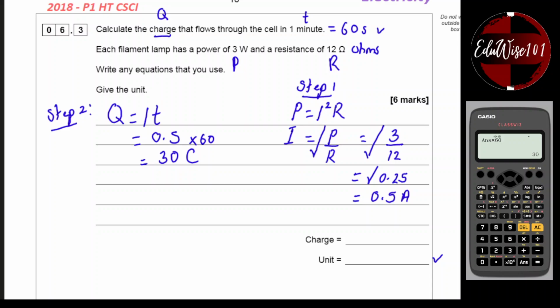So that's 30 coulombs. Now remember, this is probably going to be the final mistake if you did make it, because it took me a while to figure out. Right, so this is for each filament lamp that you're finding using the power. Because you have 2 lamps, they're asking for the charge that flows through the cell, that is the total charge.